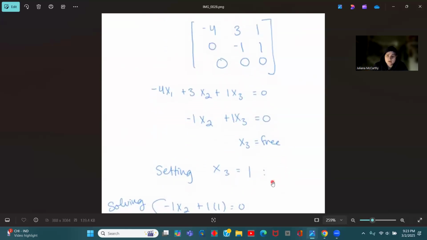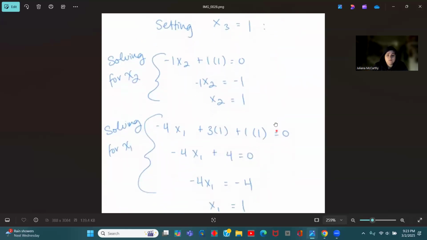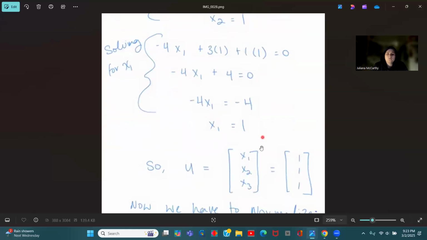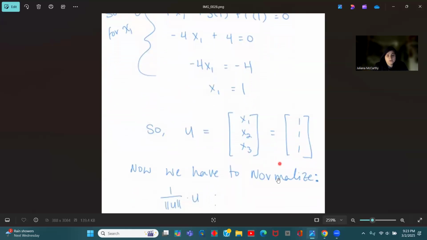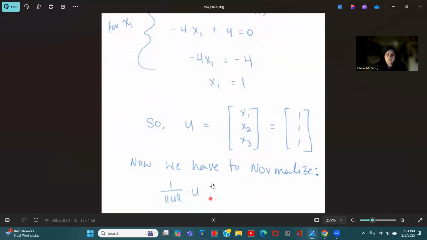And I like to just choose an easy number to be able to solve for these. Set x3 equal to 1. And we can start solving for x2. So plugging it in, we get that x2 equals 1 as well. And now that we have x2 and x3, we can solve for x1. So plugging in our values, we get that x1 also equals 1. So we have our vector 1, 1, 1. But now we have to normalize it, meaning it has to have a length of 1. And so this is how we normalize it.